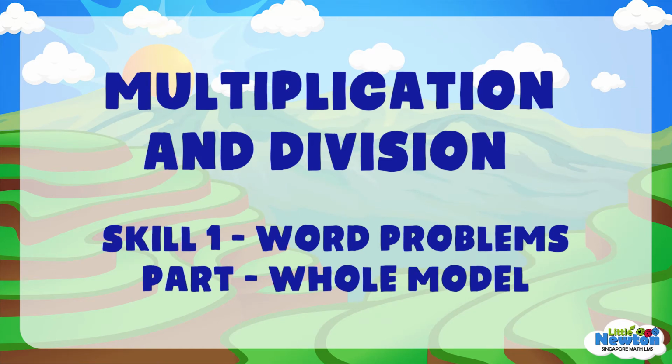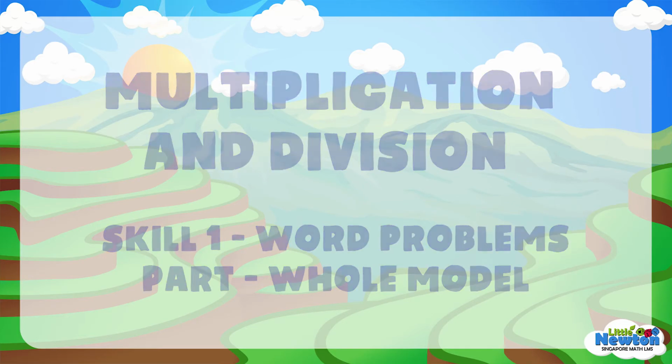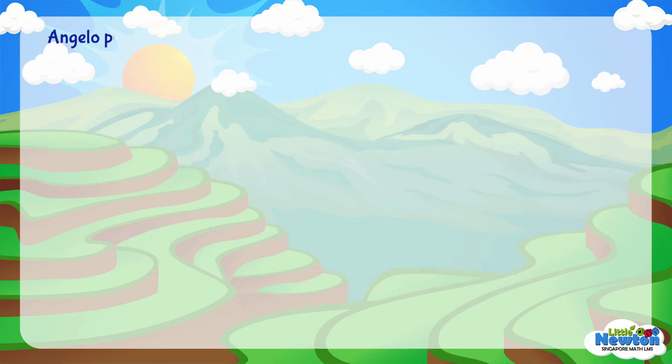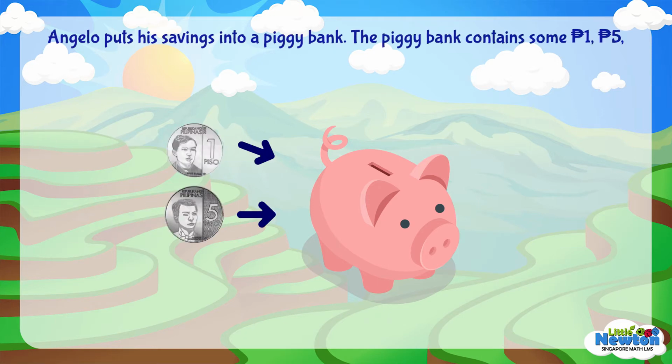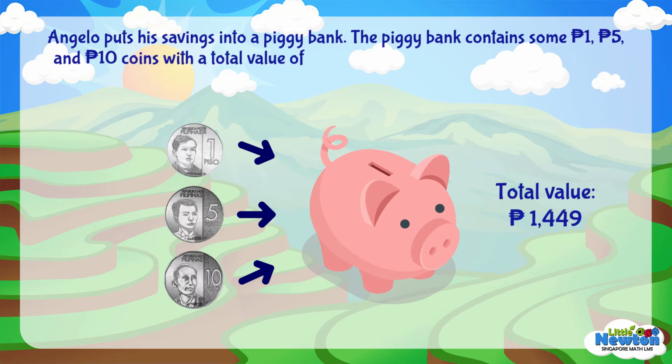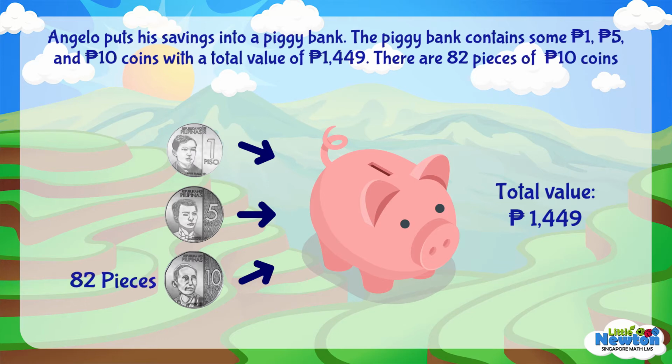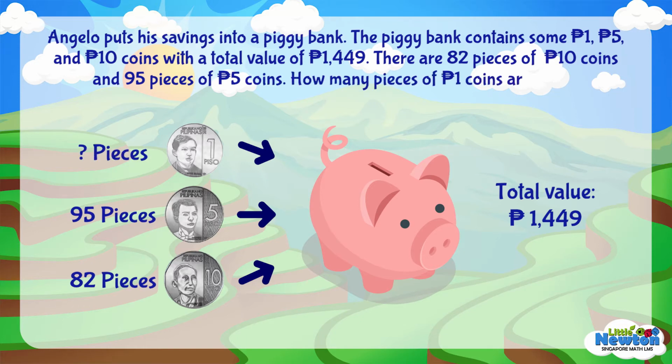Multiplication and division, skill number 1, word problems, part-whole model. Angelo puts his savings into a piggy bank. The piggy bank contains some 1 peso, 5 peso, and 10 peso coins with a total value of 1,449 pesos. There are 82 pieces of 10 peso coins and 95 pieces of 5 peso coins. How many pieces of 1 peso coins are there?